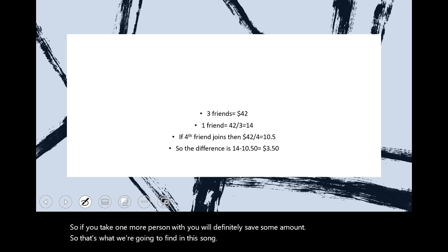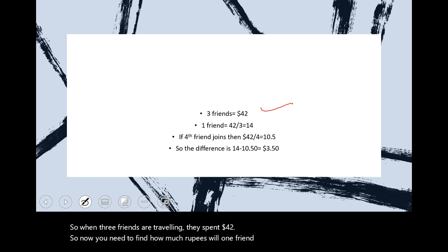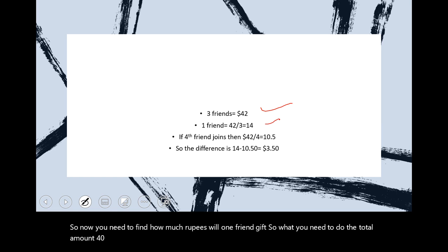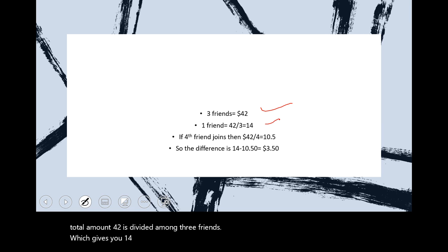So now see, when 3 friends are traveling, they spent $42. So now you need to find how much rupees will one friend give. What you need to do, the total amount 42 is divided among 3 friends, which gives you $14 for one person.